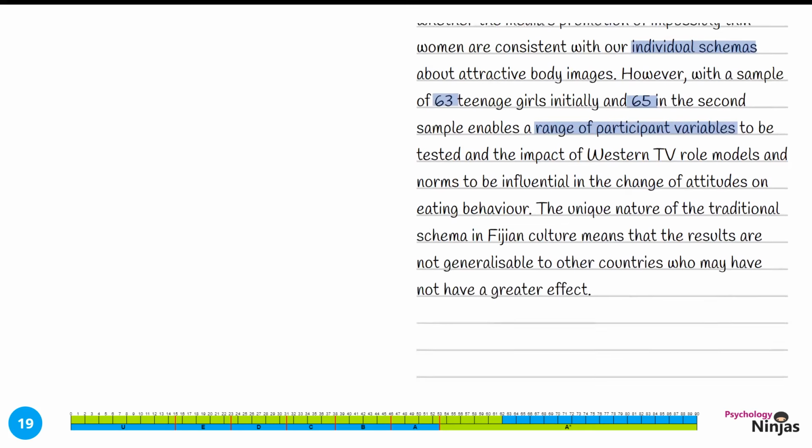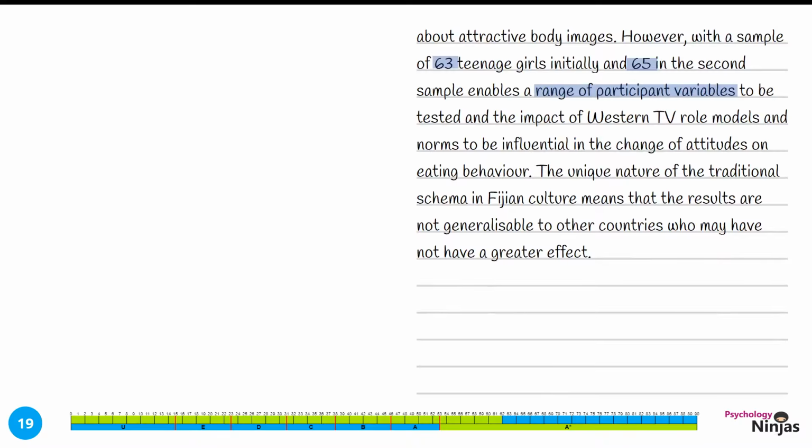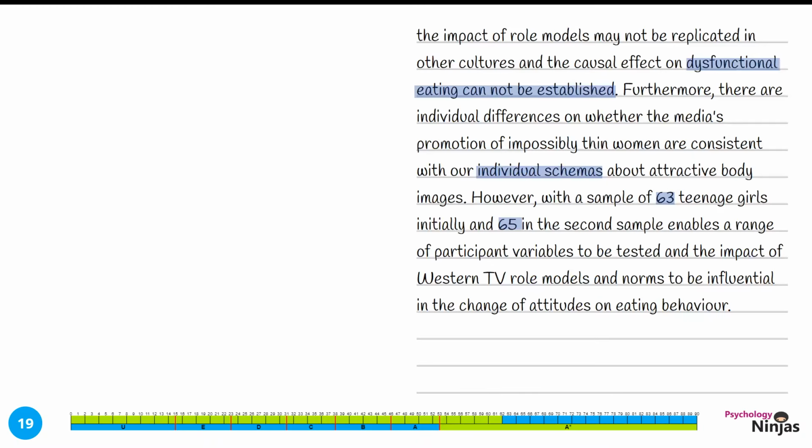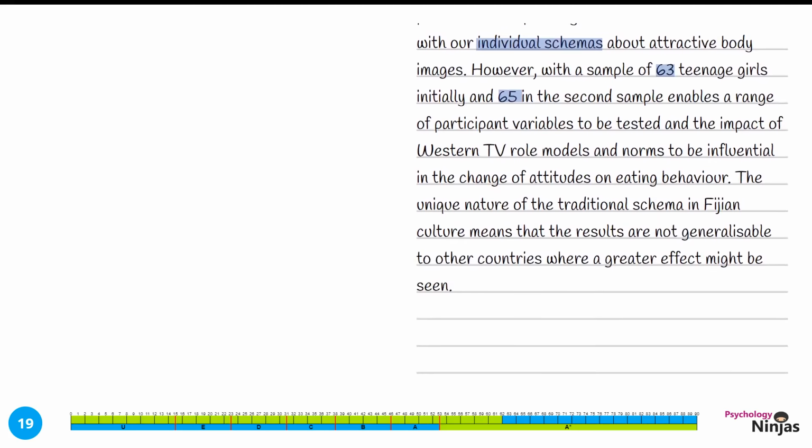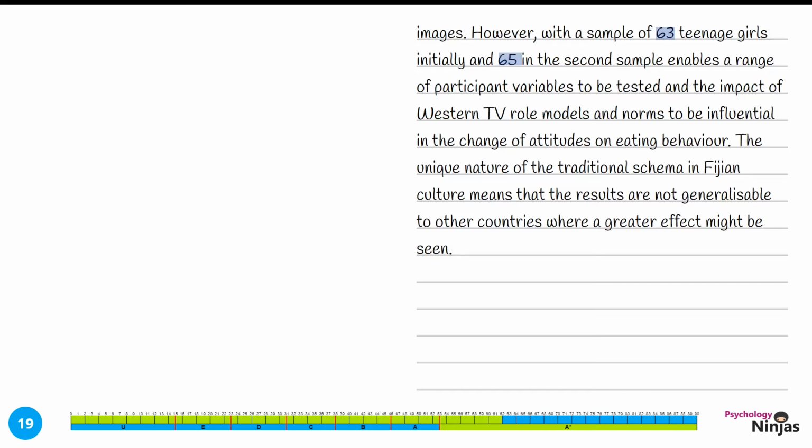The unique nature of the traditional schema in Fijian culture means that the results are not generalisable to other countries who may not have a greater effect. As we've given an argument and a counter-argument, we want to come to a judgment at the end of our paragraph. Here we're going to say that the unique nature of traditional schema in Fijian culture means that the results are not generalisable to other countries where a greater effect might be seen.